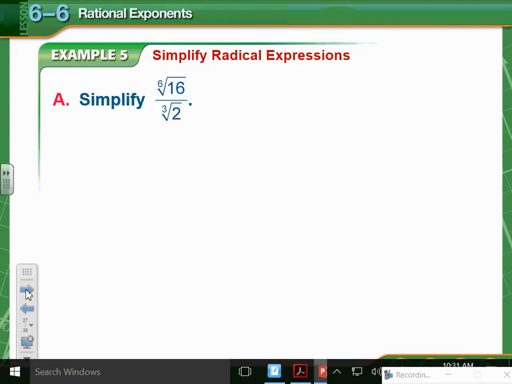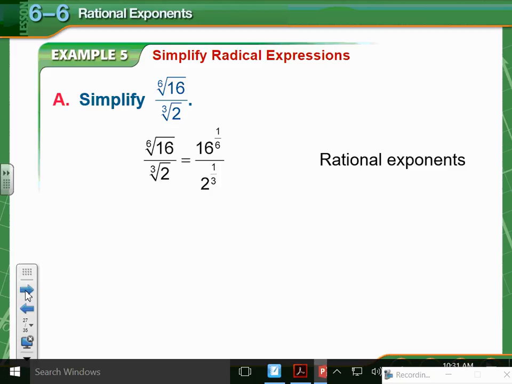Now, how would we simplify this? The 6th root of 16 divided by the 3rd root of 2. Well, if we change those from radical form into exponential form, it would look something like this. 6th root of 16 is 16 to the 1/6 power. 3rd root of 2 is 2 to the 1/3 power.